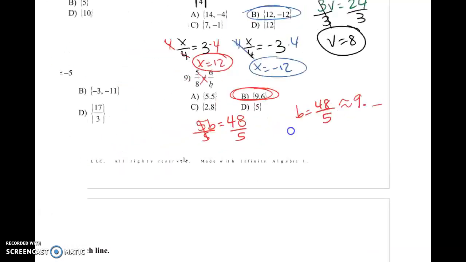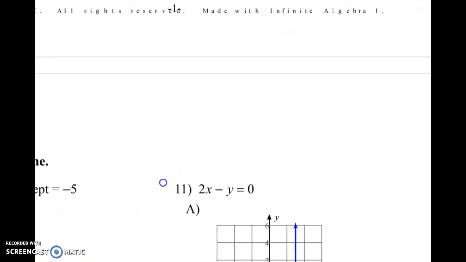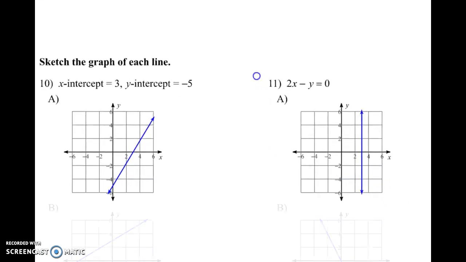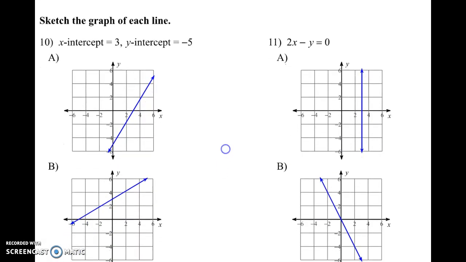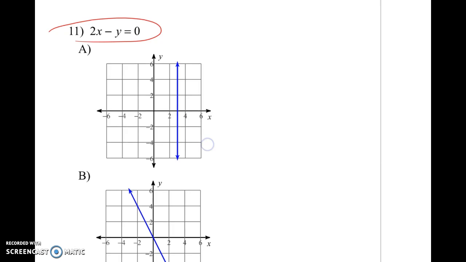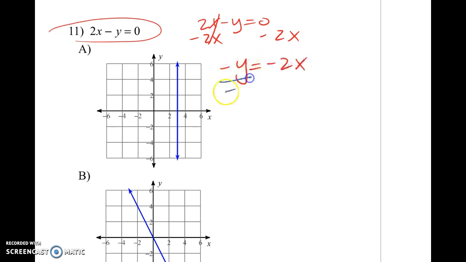Alright, let's move on to number 11. Number 11 says to sketch the graph of each line. So this is my line here, and I'm going to write it in y equals mx plus b form. So 2x minus y equals 0, and I'm going to subtract 2x. So I get negative y equals negative 2x. If I divide by a negative 1, I get y equals 2x. Now let's go ahead and graph that.